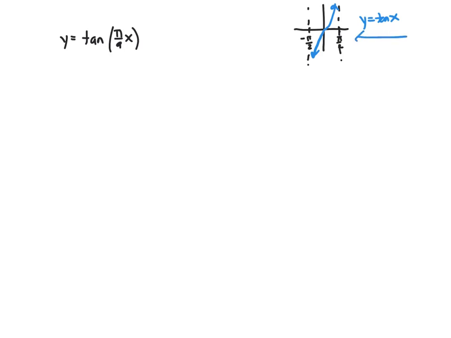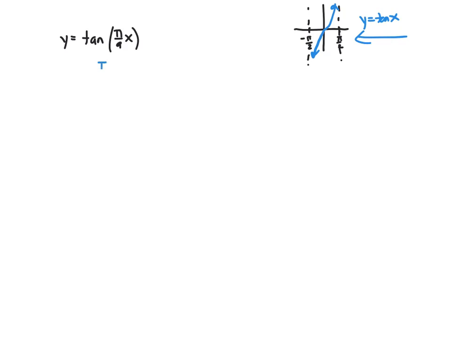I have graphed y equals tangent x here on the right hand side just so we see the normal shape of it. And the domain of tangent is negative pi over 2 up to pi over 2. So what we need to figure out is how long it takes tangent of pi over 9 x to make one cycle before it starts repeating itself.